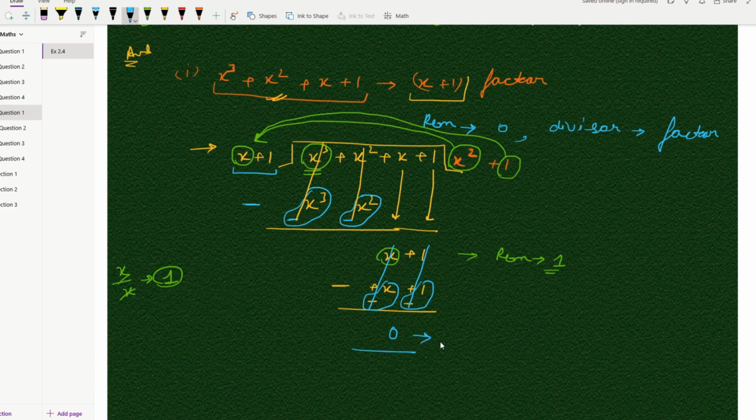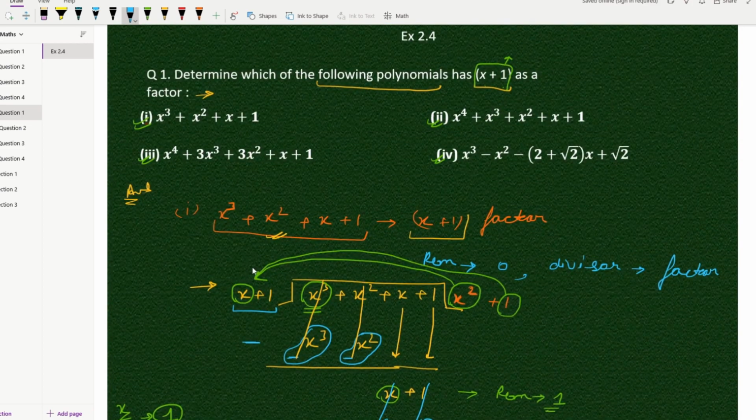सो रिमाइंडर 0 आने का मतलब ये है कि जो डिवाइज़र है दैट इज़ एग्जैक्टली अ फैक्टर ऑफ दिस डिविडेंड, राइट? So in the first case, the answer should be yes, it is a factor. The x + 1 is a factor of this whole polynomial in case number 1.